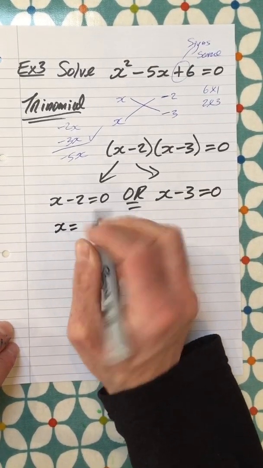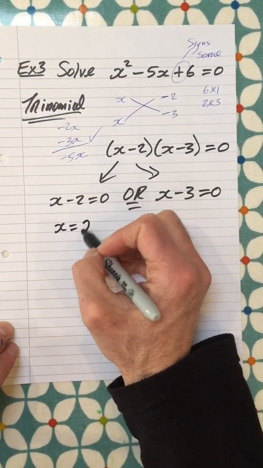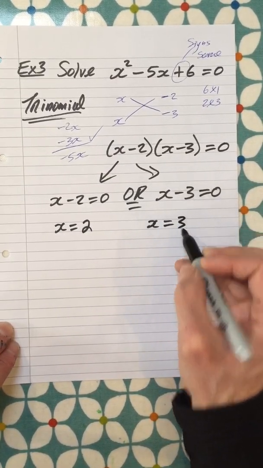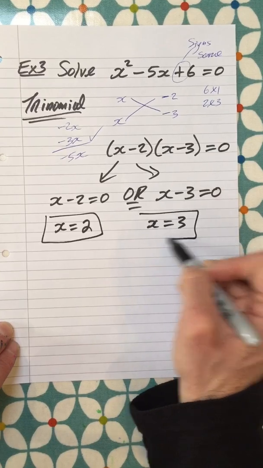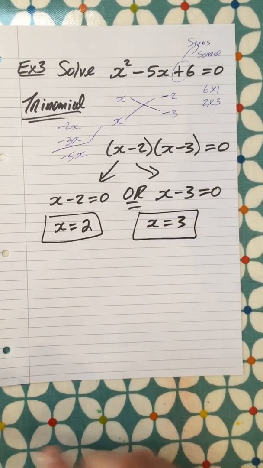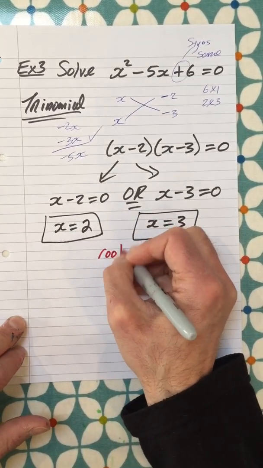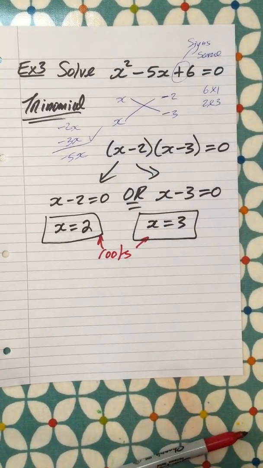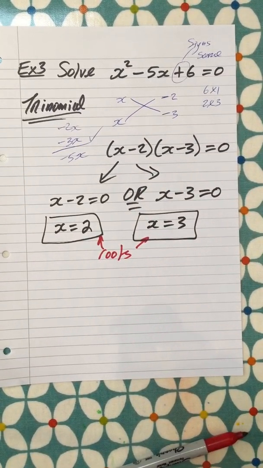So to solve this one, you bring the minus 2 over and you get x equals 2. And this one, you bring the minus 3 over and it becomes x equals 3. And those are the answers for this equation. These are the roots of this equation. There are plenty of examples like this in your textbook and questions to practice on as well.